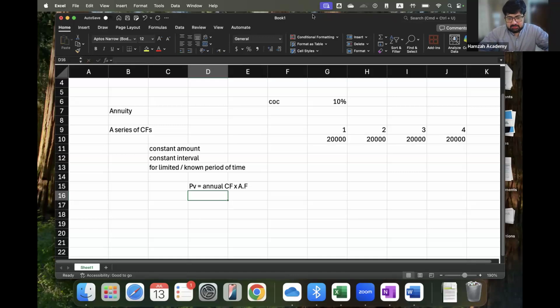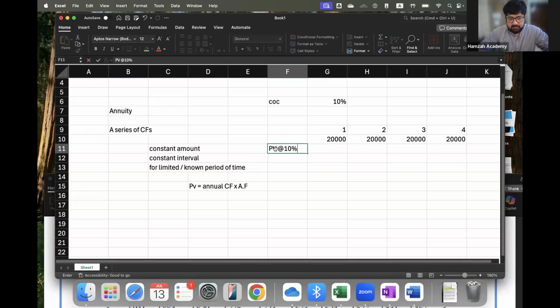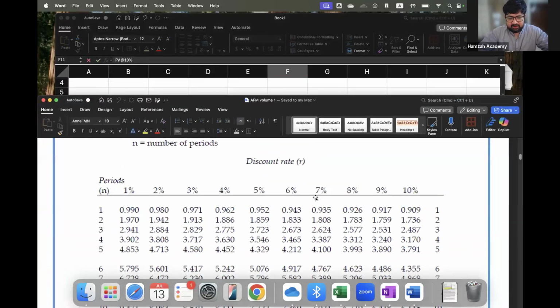So, and simple annuity factor. Let me show you. Where is the annuity table? Yes. Here you go. This is the discount table, present value table, and this is the annuity table in front of you. For example, if you calculate using discount factor, present value at 10%. Here is the annuity table in front of you. You can see.